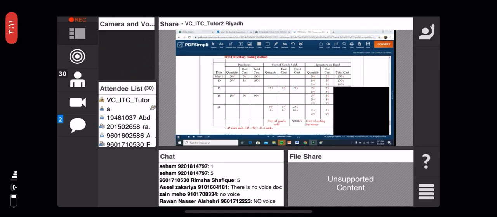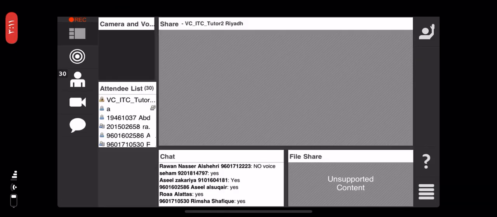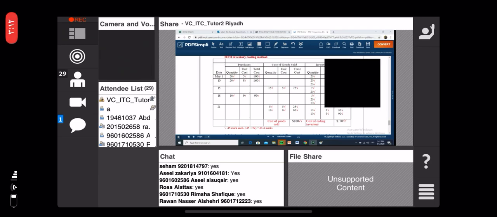Is the voice okay now? Okay. So here how many units do you have? You have 20 units in your hand as inventory, okay? And the cost of this inventory will be 170.